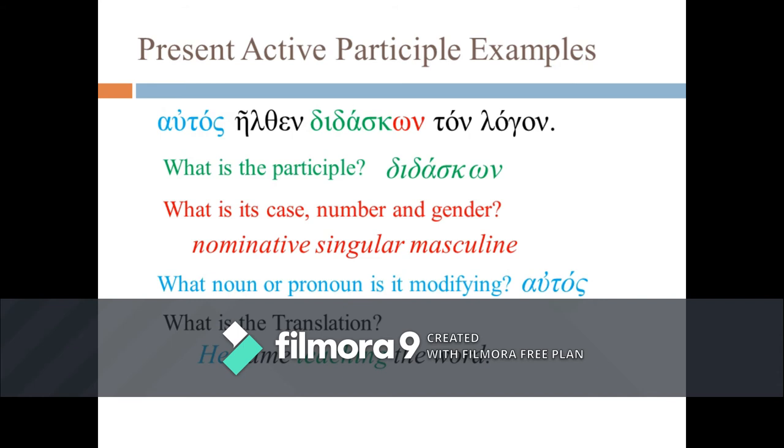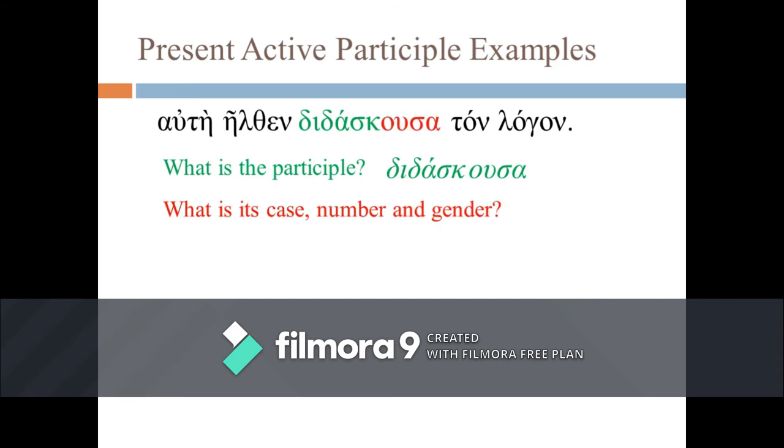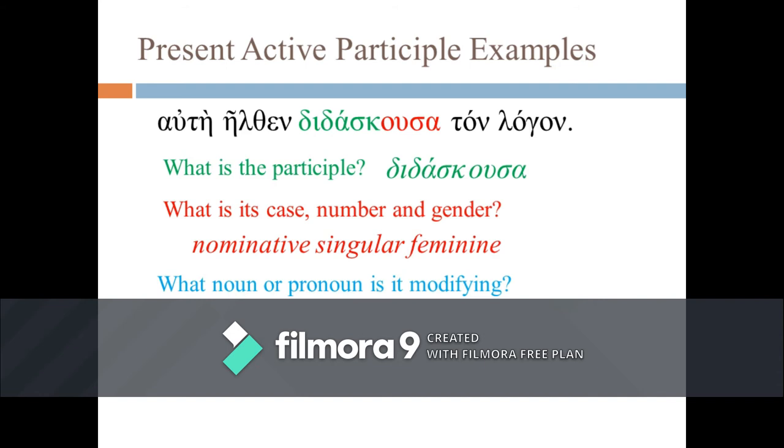He, autos, is related to didaskon. He is teaching the word. Now: aute elthen didaskousa ton logon. Well, when we ask for the participle, we got a long one here. We have didaskousa, and that ousa ending just jumps right out at us. So when we ask case, number, and gender now: nominative, singular, but feminine, ousa, being. So what noun or pronoun is it modifying? Well, the only word that is nominative, singular, feminine is aute. And since that's in the nominative, it's the subject of the sentence, and we get the translation, she came teaching the word.